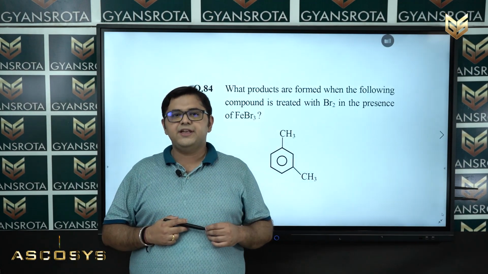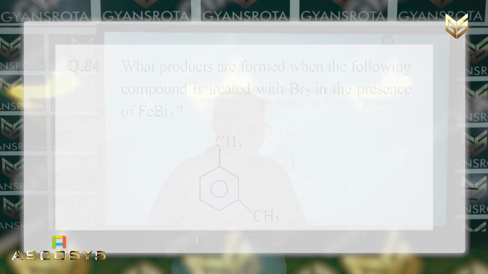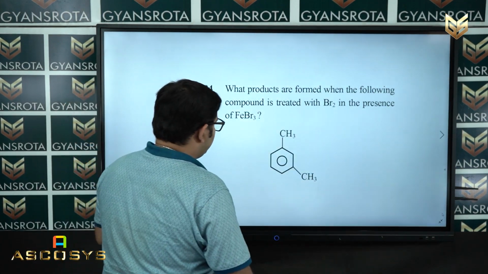So, question number 84 is on your screen. What products are formed when the following compound is treated with Br2, that is bromine, in the presence of FeBr3? So, now we are moving to the solution part. Now, one more thing always remember.